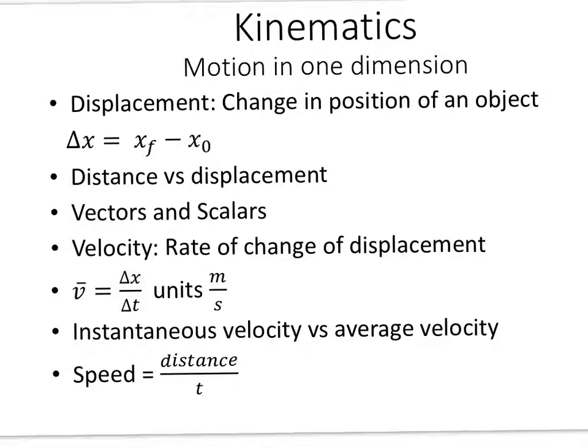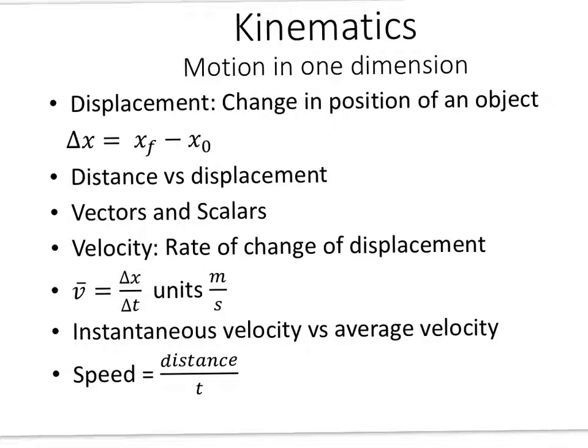Okay, now another important point is that of a vector and a scalar. Now, we'll be discussing vectors more in the next module, but a vector is any kind of quantity that has both magnitude and direction. Scalars, on the other hand, only have magnitude and no direction. So, for example, displacement here is a vector quantity. It always has a direction associated with it, whereas distance is a scalar. More about that later.